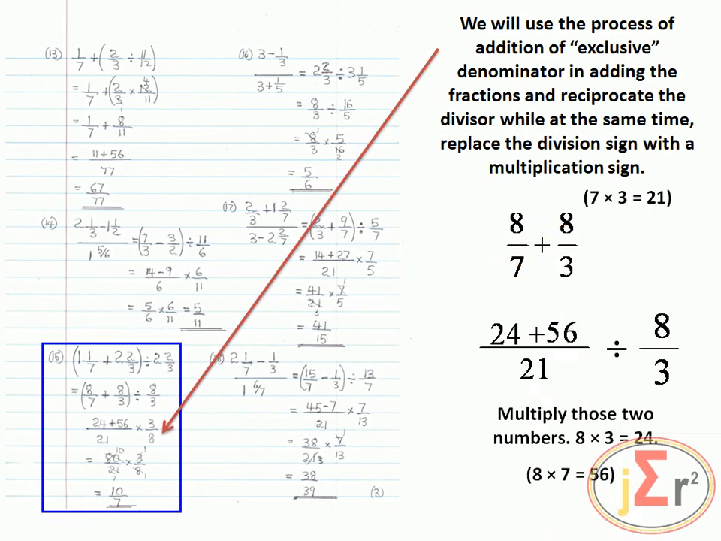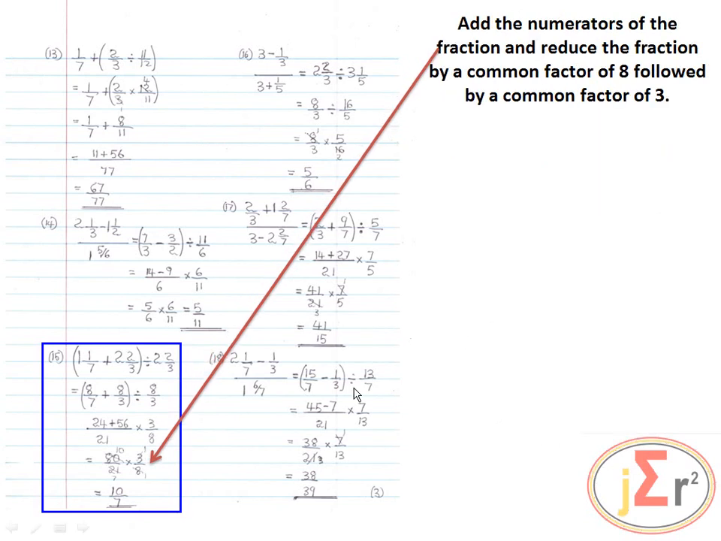And we are about to reciprocate the fraction that we are dividing by, replacing the division sign with a multiplication sign. We will also add these on the next slide. Add the numerators of the fraction and reduce the fraction by a common factor of 8, followed by a common factor of 3. So if we are reducing by all of 24, we imagine that the resulting fraction will be small.